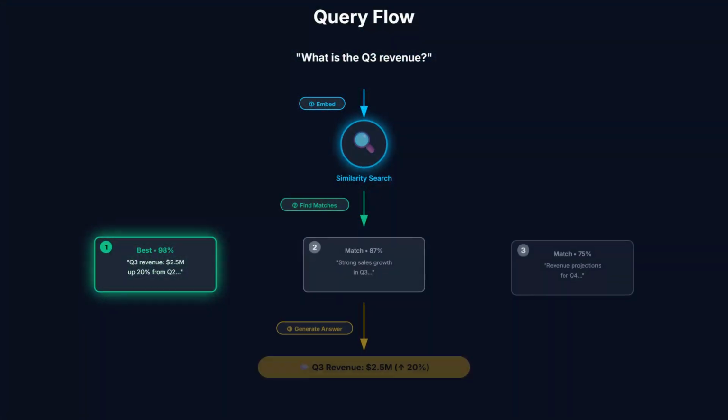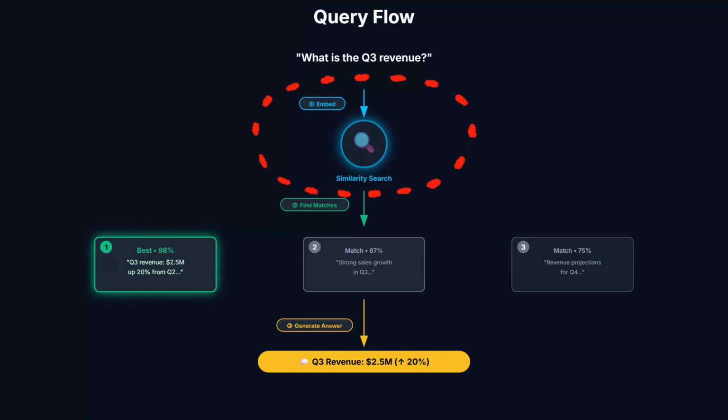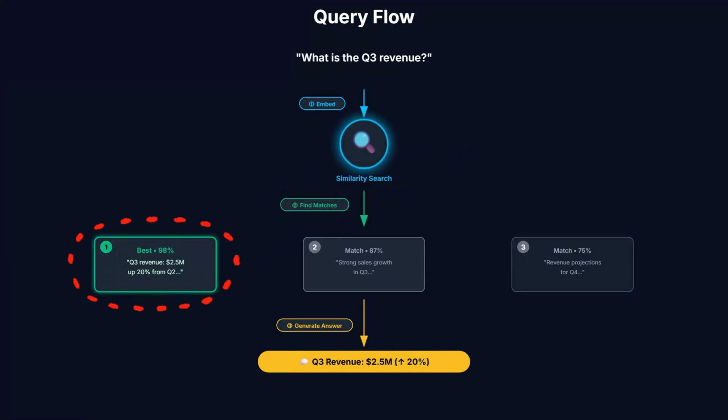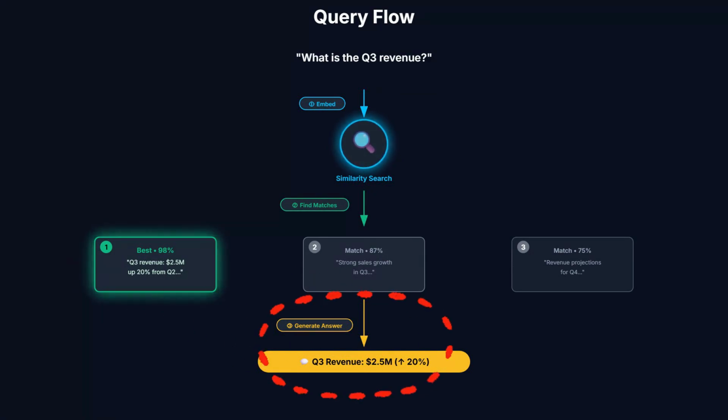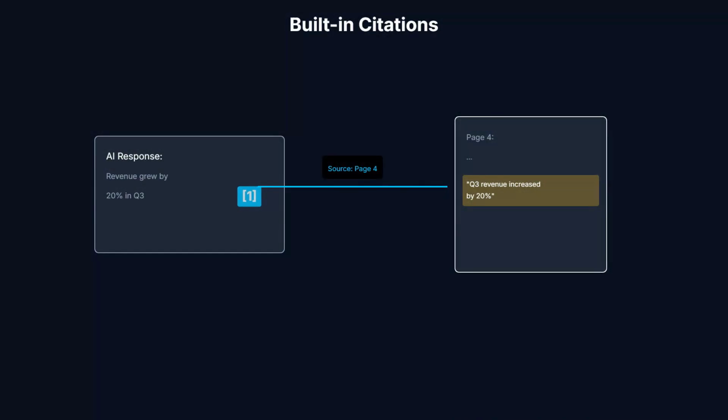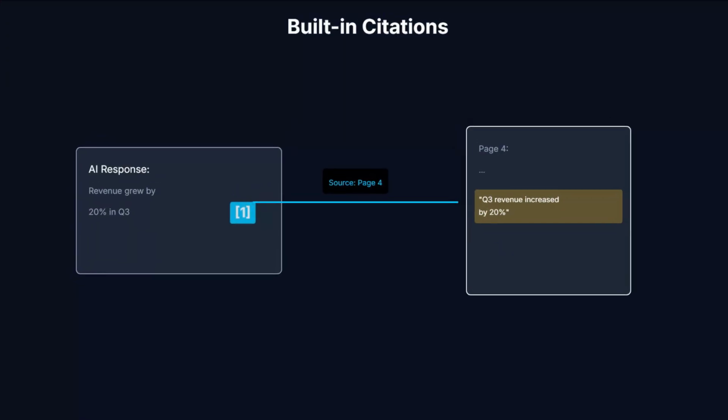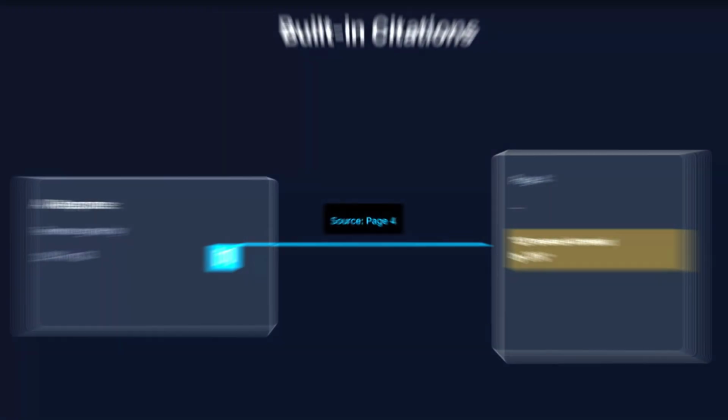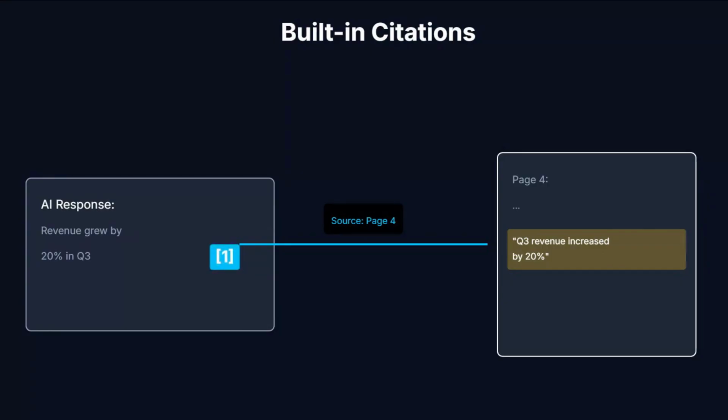When you ask a question, the system automatically searches your uploaded files, retrieves the most relevant chunks, injects them into the model's context window, and generates an answer with citations. That last part is crucial. Unlike a standard LLM that might hallucinate, Gemini File Search gives you receipts. It tells you exactly which part of your document it used to answer the question.